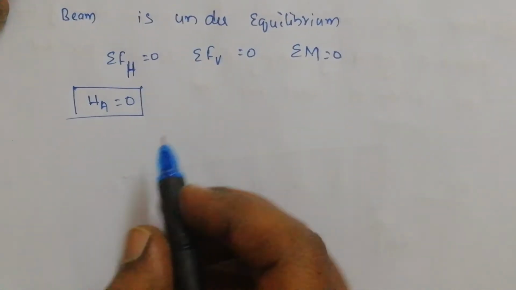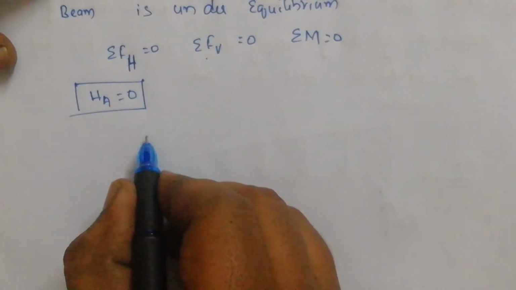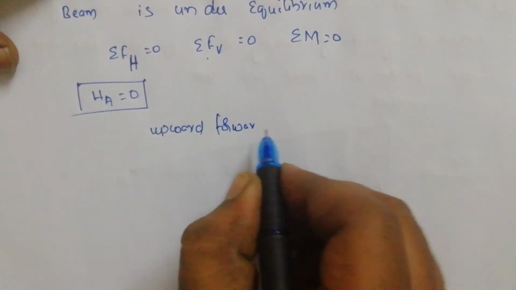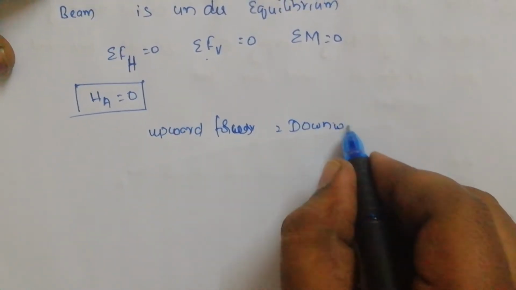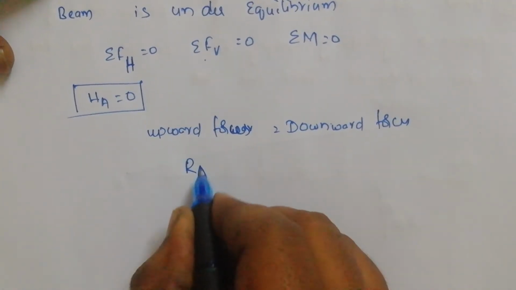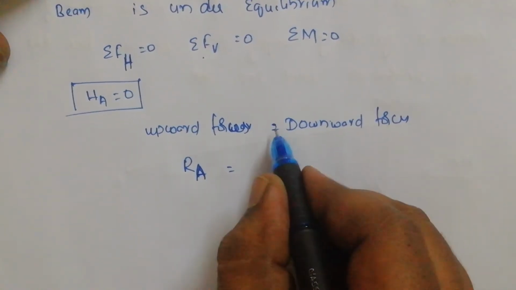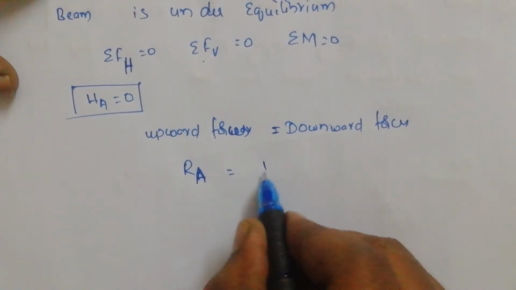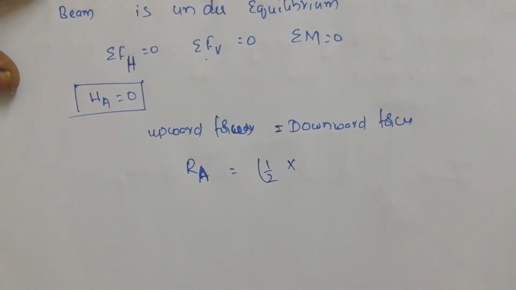Next condition is summation of V is equal to 0. When I do summation of V equal to 0, we know that upward forces are equal to downward forces. The upward force is RA, which is acting in the upward direction, and the remaining force is because of the UVL. When UVL is given, to convert that UVL into a force you have to find the area of the triangle.